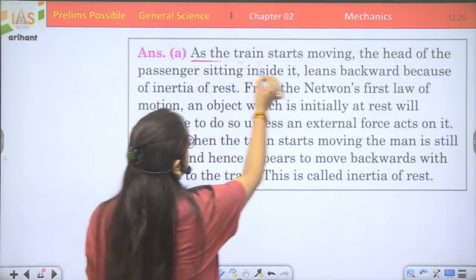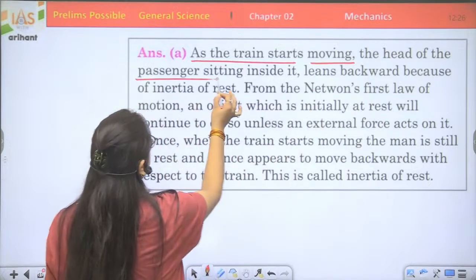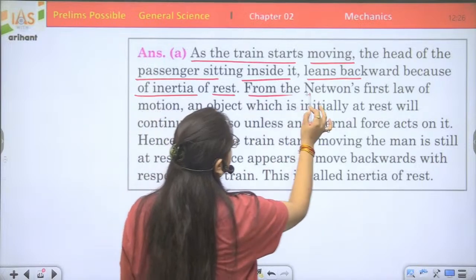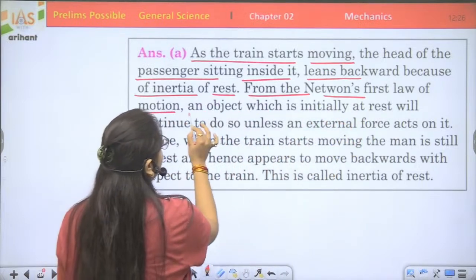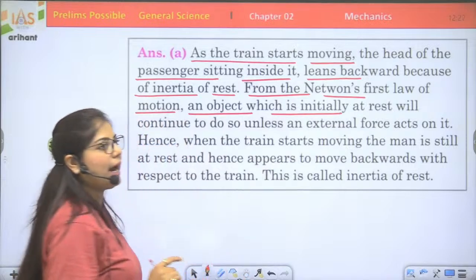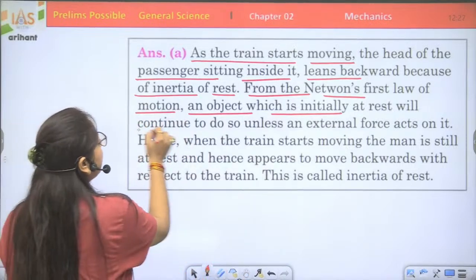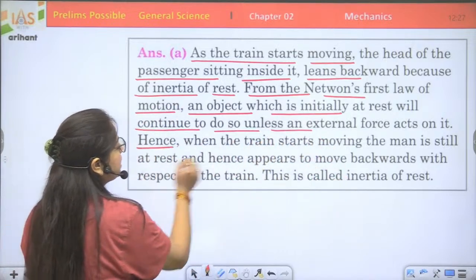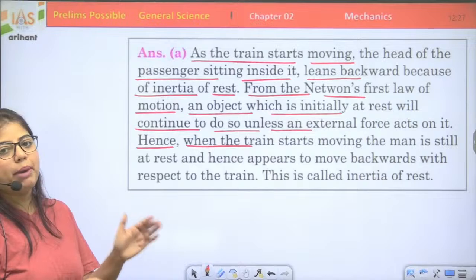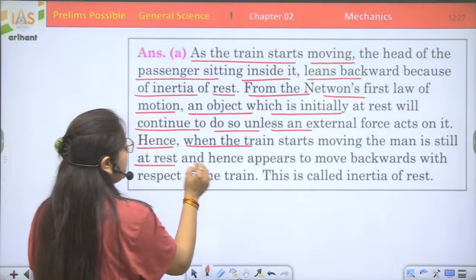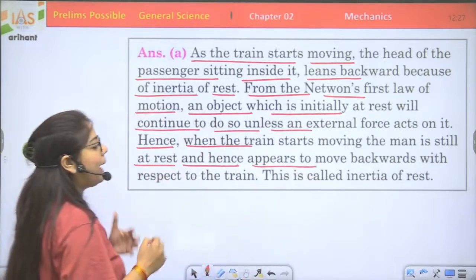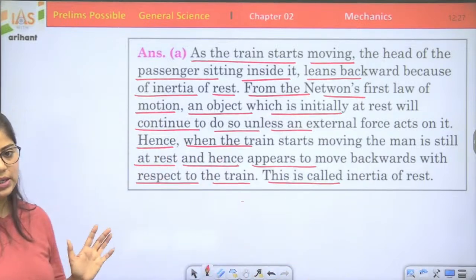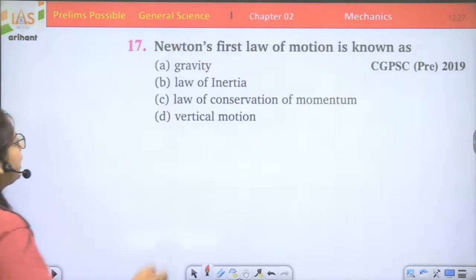As the train starts moving, the head of the passenger sitting inside it leans backward because of inertia of rest. From Newton's first law of motion, an object which is initially at rest will continue to do so unless an external force acts on it. Hence, when the train starts moving, the man is still at rest and hence appears to move backwards with respect to the train. This is called inertia of rest, right? Coming to the next question.